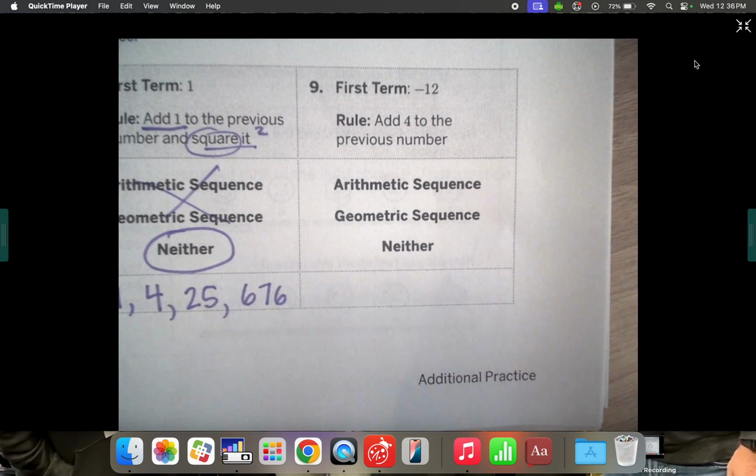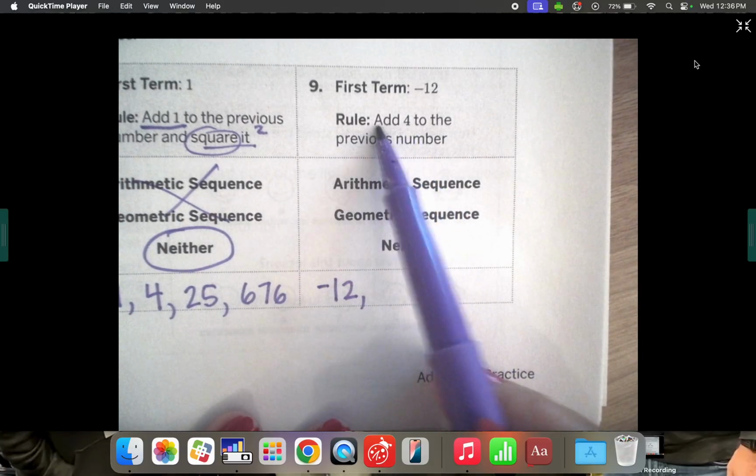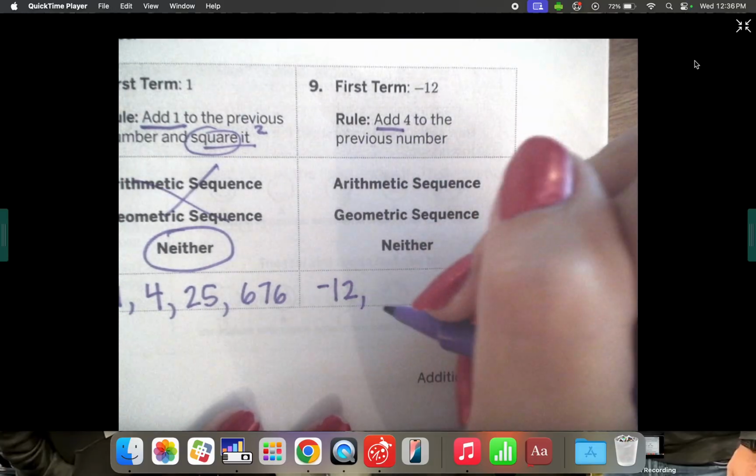Okay, number 9. The first term is negative 12. So the first term is negative 12. The rule is we're going to add 4. That's literally all you have to do. Add 4.